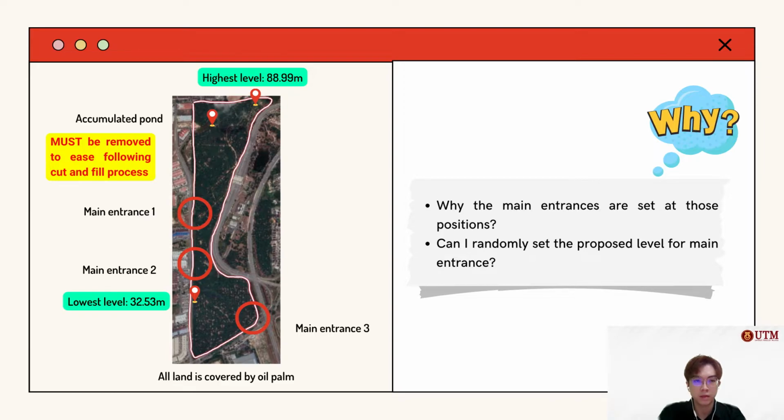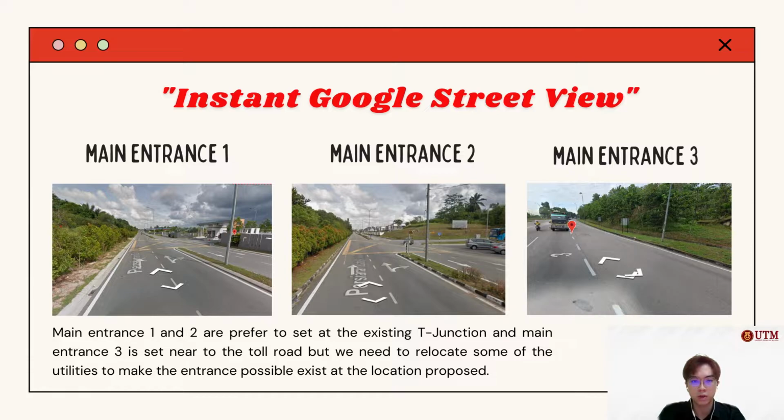Next, there are three main entrances proposed at the location shown in the figure. So I believe that there are some wondering in your mind why the main entrances are set at those positions. Can I randomly set the proposed level for main entrance? Well, I will explain them in the following slides. By using the instant Google Street View, main entrance 1 and 2 are preferred to be set at the existing T-junction, and main entrance 3 is set near to the toll road, but we need to relocate some of the utilities to make the entrance accessible at the location proposed.